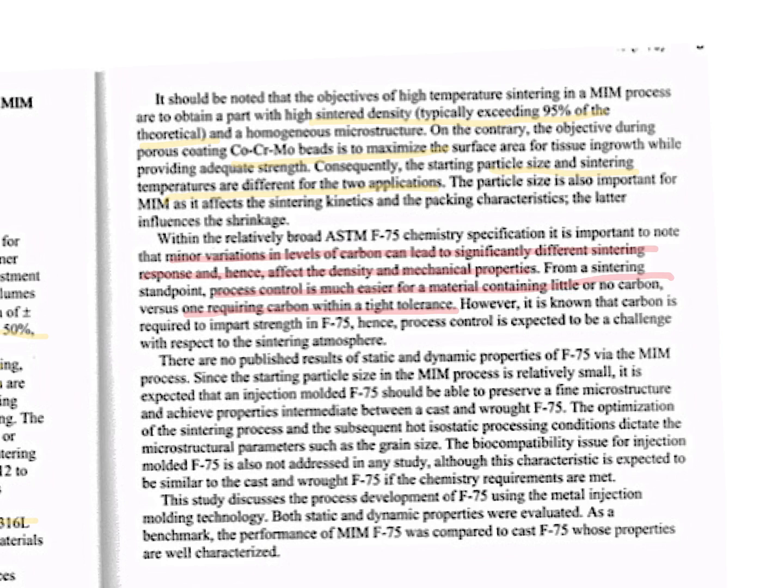But again, carbon is required to impart strength in F75, so we cannot eliminate it. Things go south if we eliminate it. So we leave it in there. Unlike CIM, where you've got to get it all out, here you have a certain control over the amount that's there. And then this is a reflection on where things stood at the time. No published studies, results of the static and dynamic of F75 via the MIM process. That's changed a lot, all right? There's a whole bunch of studies now, but he was the first in this particular area.